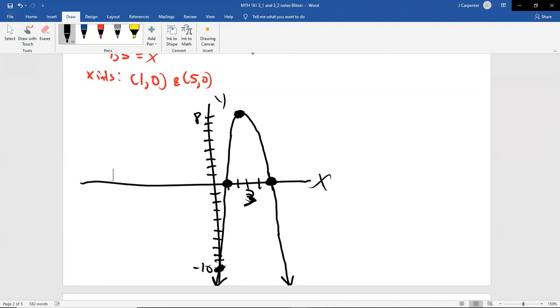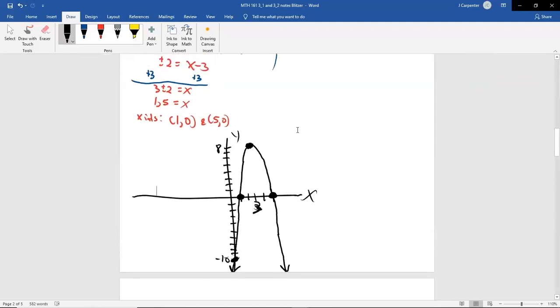Now, I did not ask you to graph specifically the axis of symmetry. I'm not going to ask for it specifically for most of these, but in the homework, sometimes they do and sometimes they don't. You have to be on your toes. You have to pay attention.